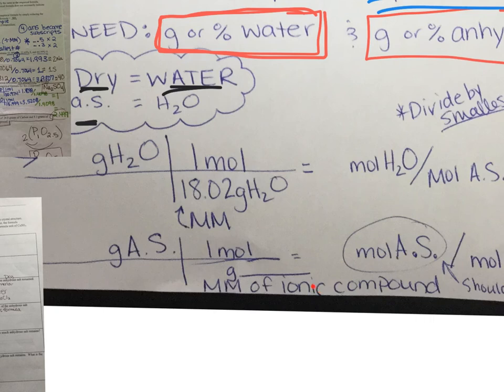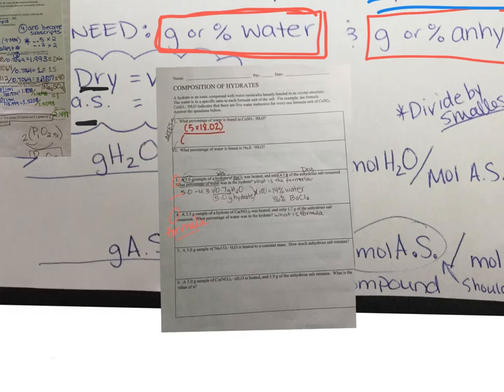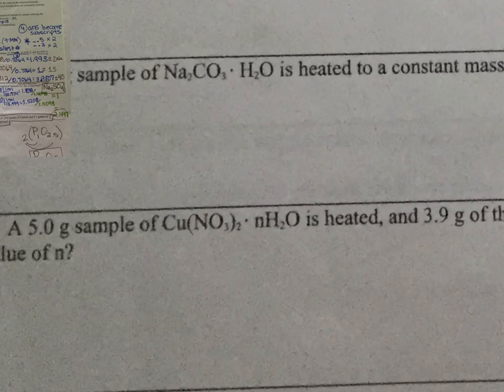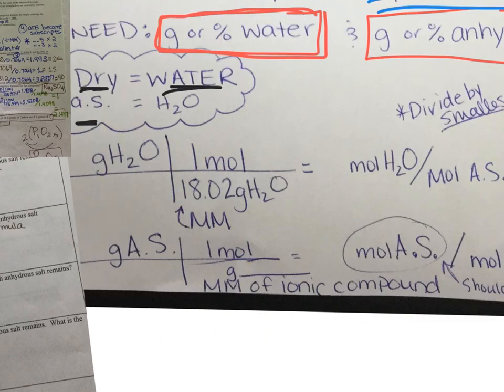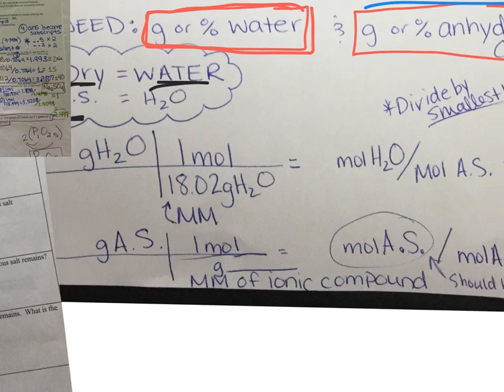So real quick, on your worksheet, number 6, what is the ionic compound? What am I talking about that we need the molar mass of? Yes, we need the copper 2 nitrate part. So we need this part. Do we need to add the waters to it? No, we just want the dry copper 2 nitrate. So that's what I mean by ionic compound. Got it? Okay. So once we have that molar mass, now you're good to go.